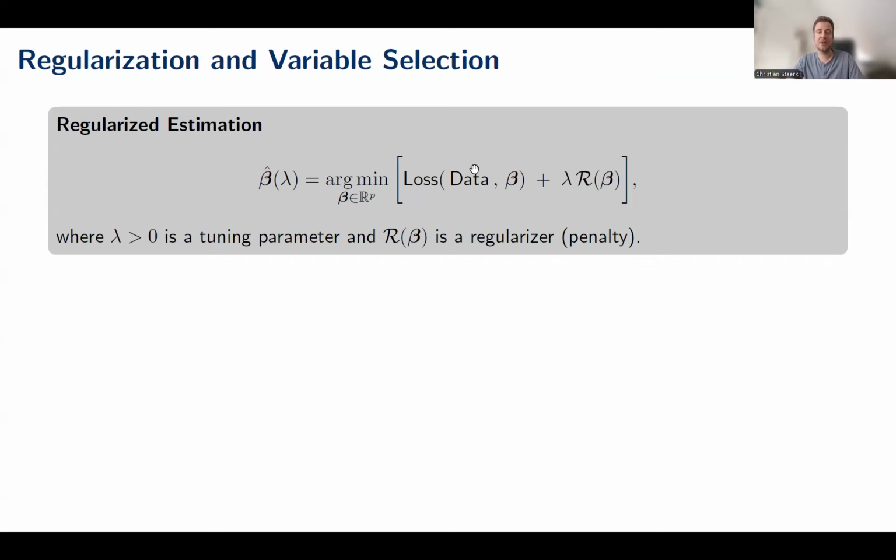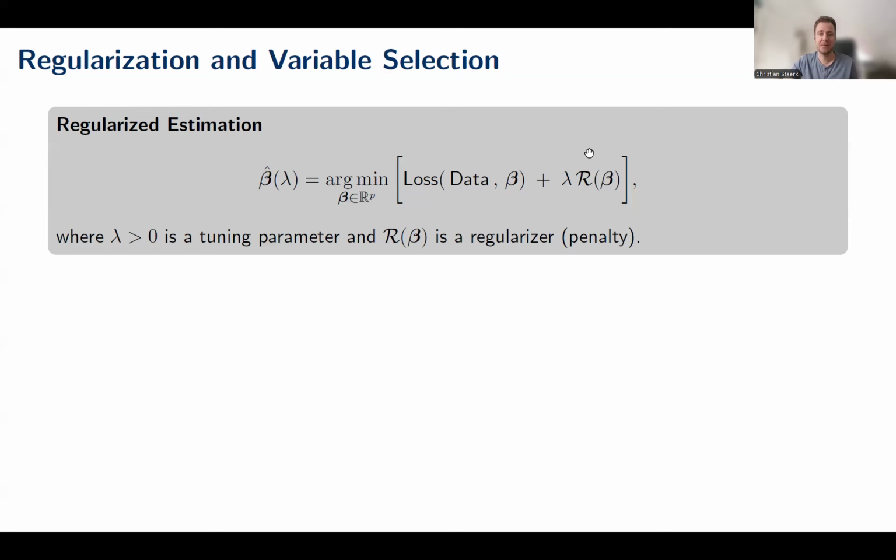And now we have observed some data and want to minimize the loss. Okay, so this could be the least squares loss leading to ordinary least squares estimation. But if we have high-dimensional data and just focus on minimizing this loss function, we will just overfit our data. So if the number of variables P is larger than N, the sample size, then this would not be very informative. So usually we need some kind of regularization.